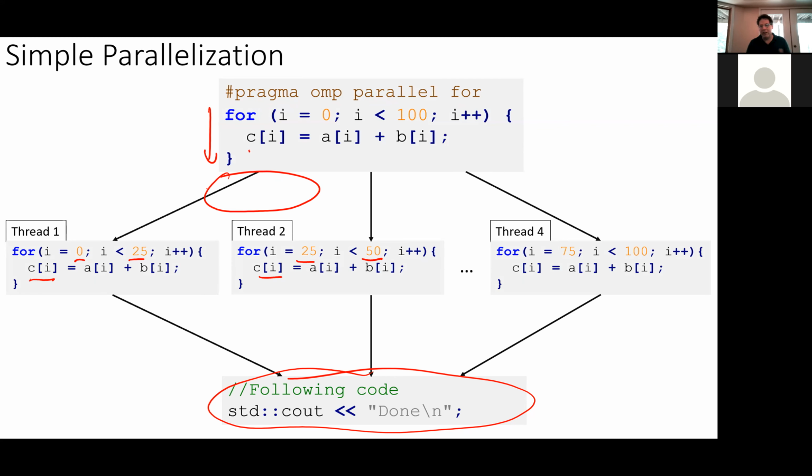Maybe these threads don't run at exactly the same speed. Doesn't matter. They will all wait until all of them are done, and then three of them will be destroyed, and the fourth one will keep going.